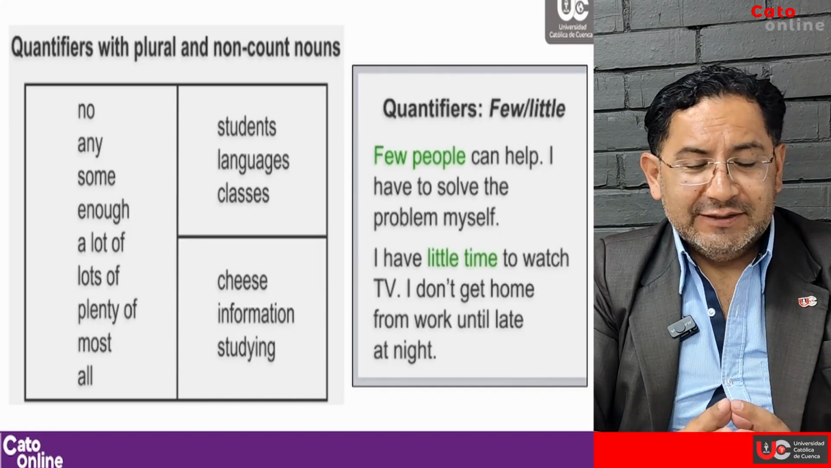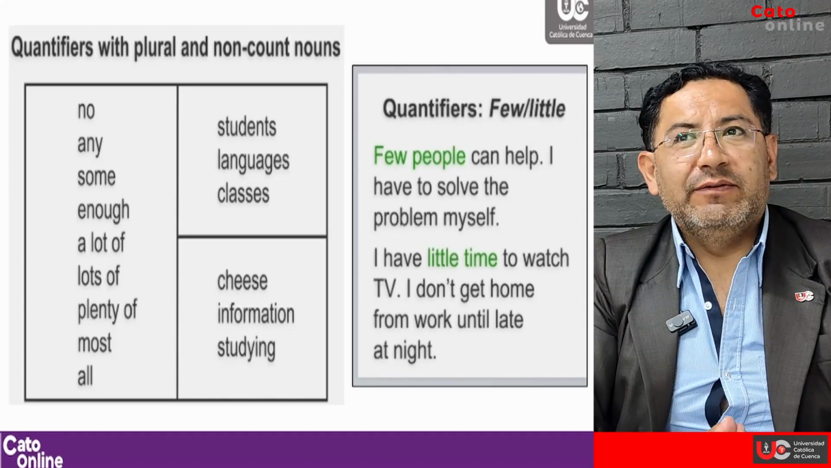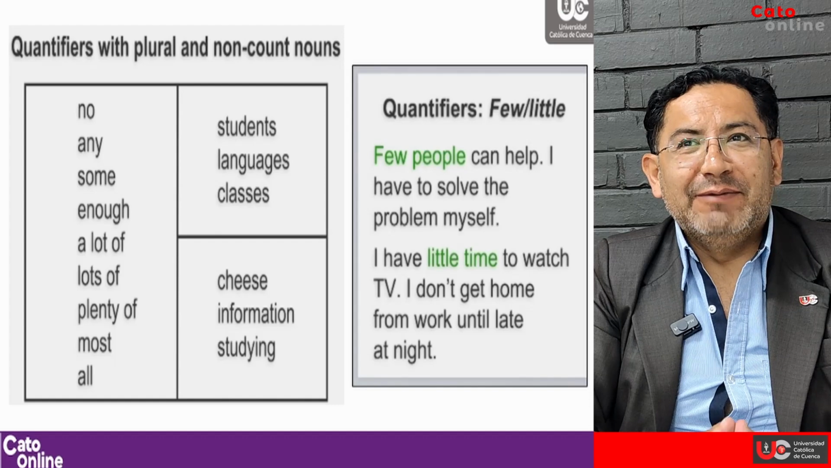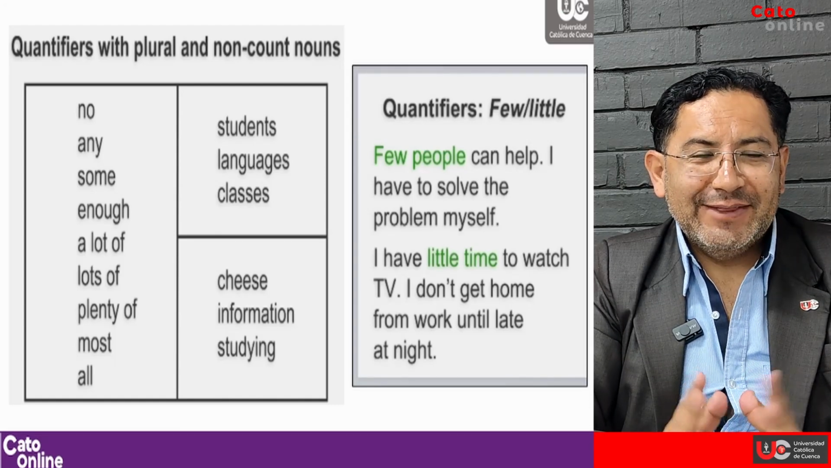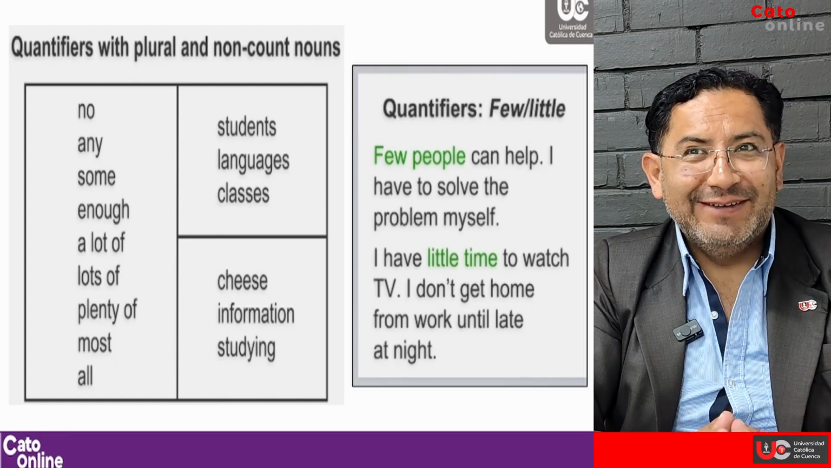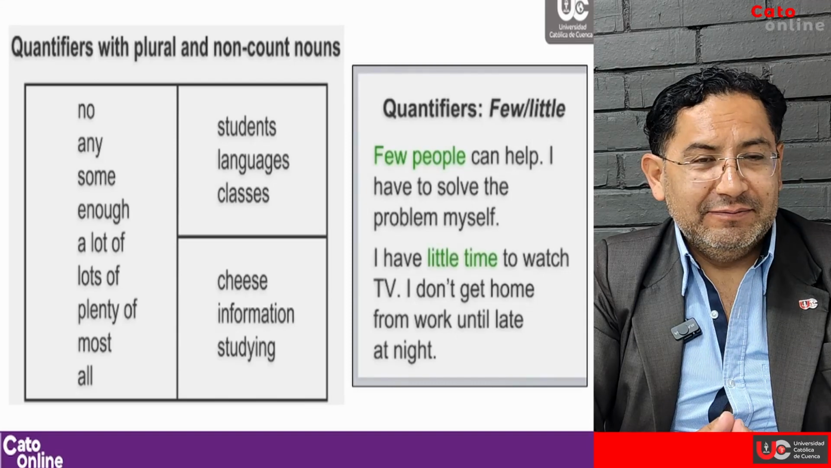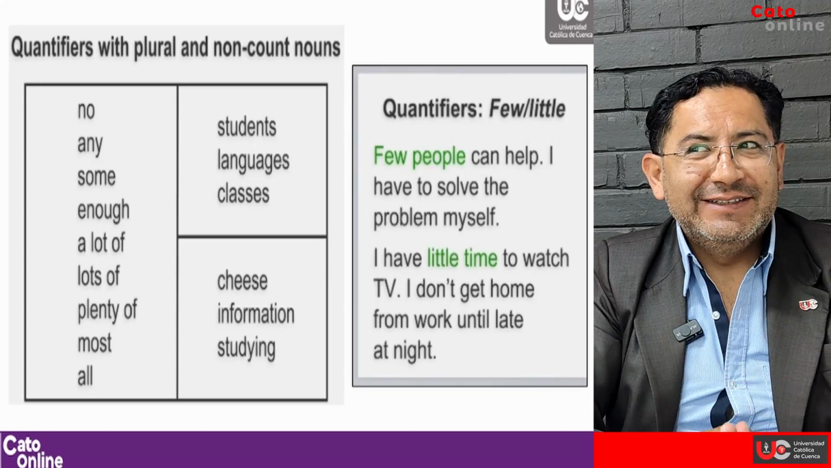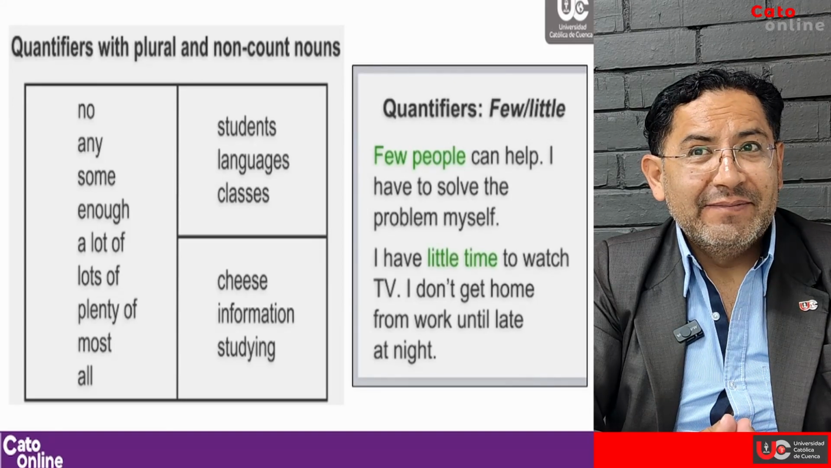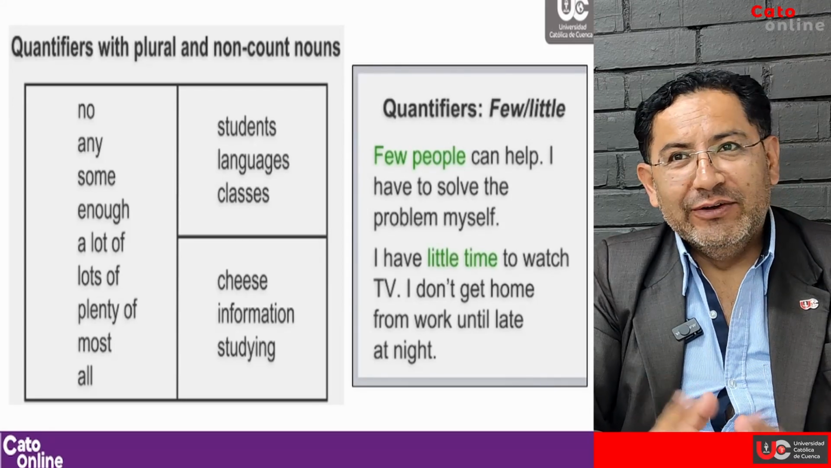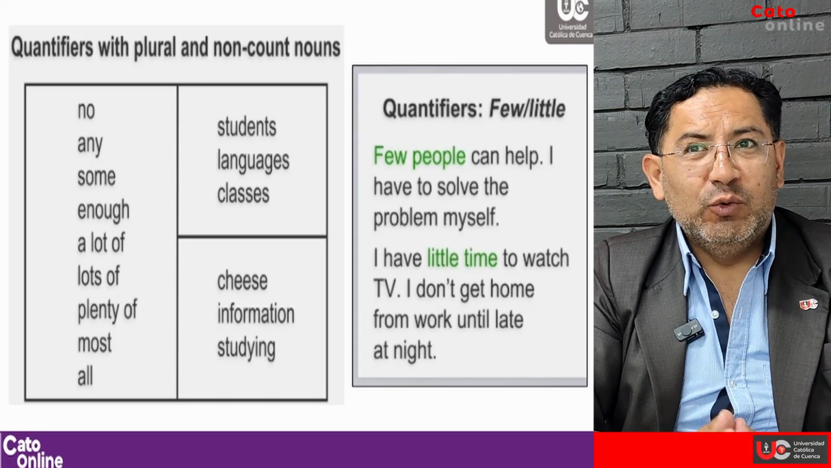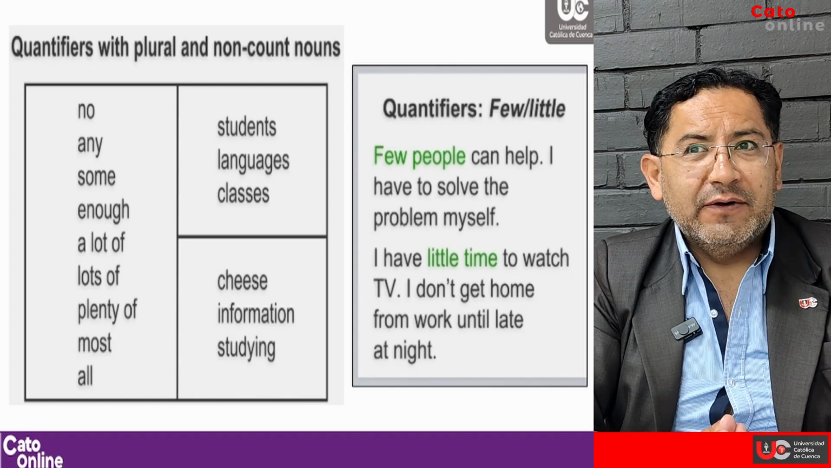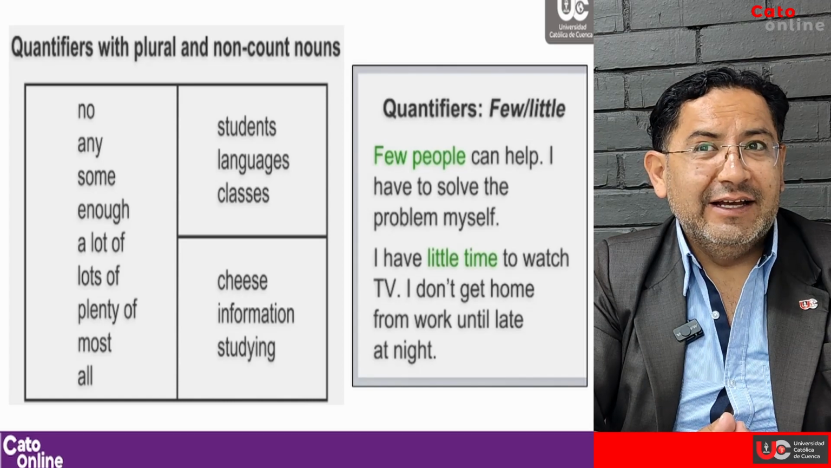Now we have a special topic. It is quantifiers, few and little. Okay, pay attention to these examples. Few people can help. I have to solve the problem myself. That's the idea. Another, I have little time to watch TV. I don't get home from work until late at night.